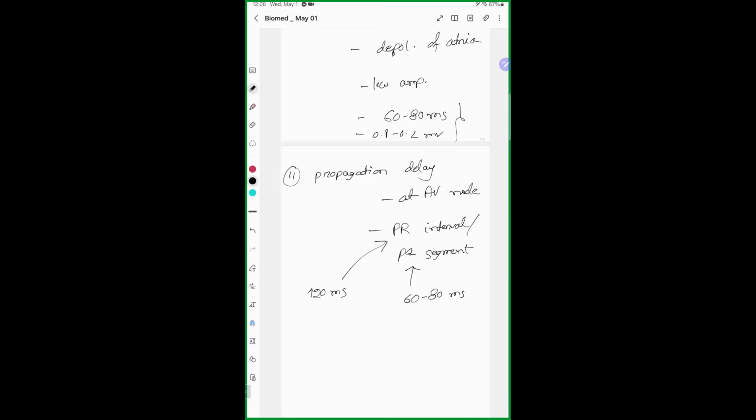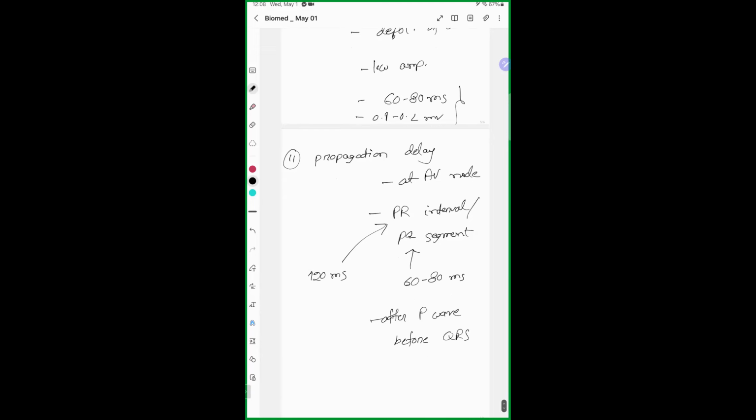So after the P wave, you have a delay before Q, before QRS. After the P wave, before QRS, there will be a delay. This is the propagation delay. And what happens during this propagation delay?